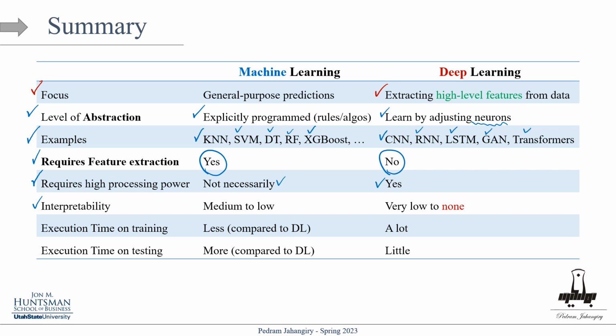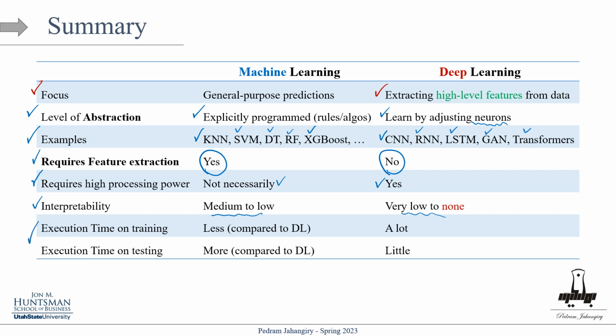So I would say interpretability for machine learning is medium to low, for deep learning is very low to almost none. Now, if you have neural networks with hundreds of different layers, and thousands and millions of neurons, there's not much to interpret there.